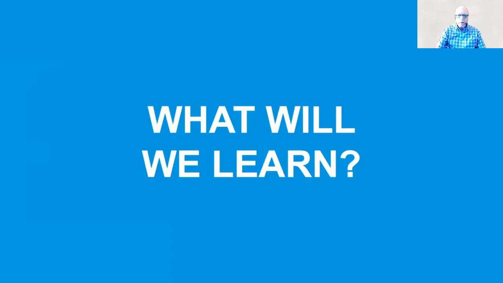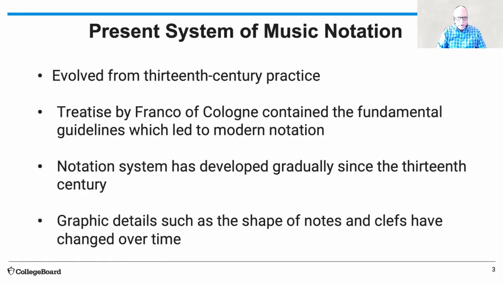So what are we going to talk about? We're going to talk about our present system of music notation, and it evolved from way back in the 13th century. A treatise by a guy named Franco of Cologne contained the fundamental guidelines which led to our modern notation. It's developed gradually since the 13th century, and certain graphic details like the shape of the notes and clefs have changed over time, but this is still the same notation system that began way back in the 13th century. So let's talk about that notation system.